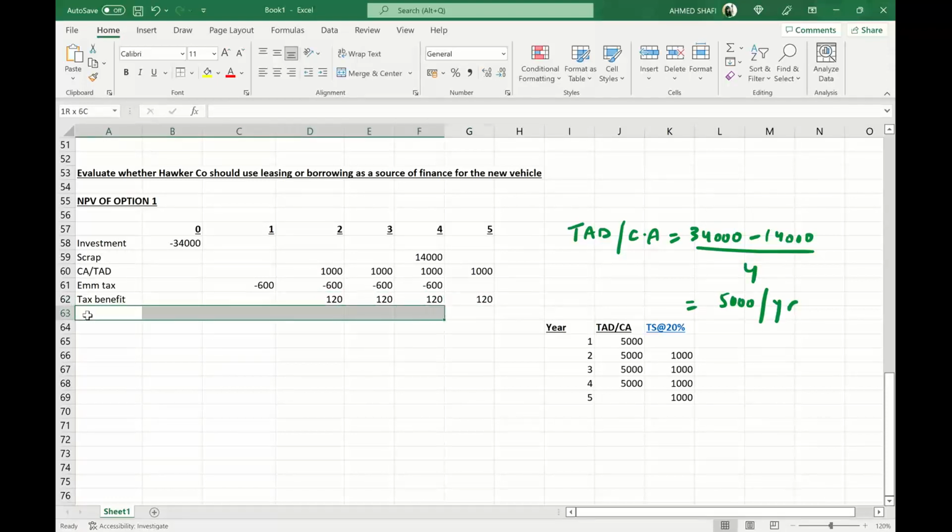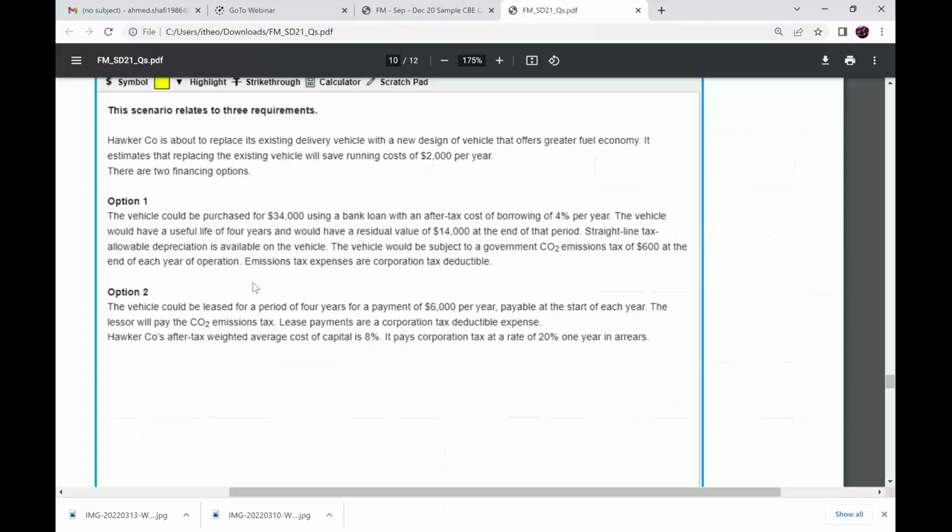These are all the cash flows mentioned in the question with respect to option 1. I can put the information of option 1 in front of you because there are 2 options. You need to find NPV of each option. Purchase cost 34,000 outflow, scrap value 14,000 inflow. Tax allowable depreciation is straight line 5,000 each year, which reduces profit by 5,000, so reduces tax by 20%, 1,000.